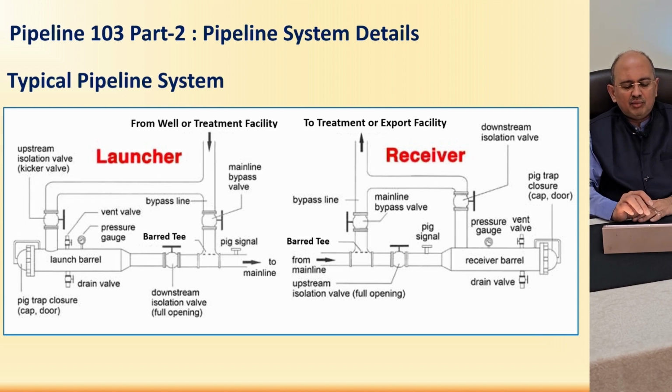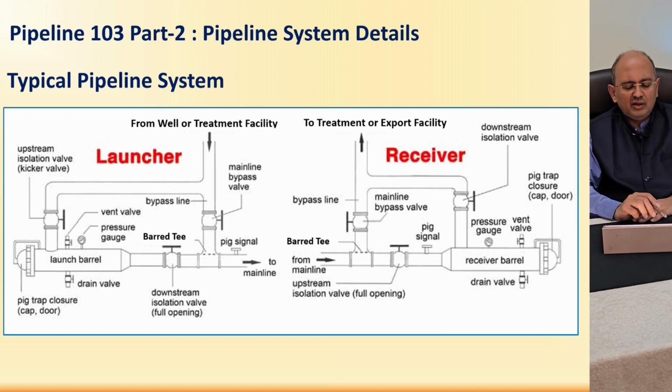It is mentioned that it is from the well or treatment facility. From there, the main stream is connected by means of the mainline bypass valve, and on the left side of that you will see the launcher, which is a major barrel, with some connections and valves. The bypass pipe is connected to the main pipeline with the help of a bar T. I will explain what a bar T is and what the difference is between a bar T and a normal T.